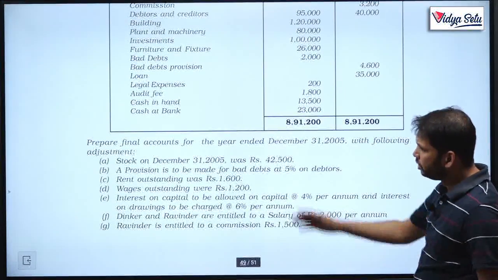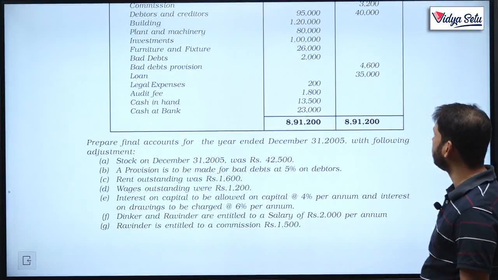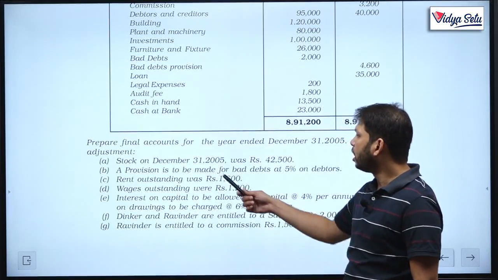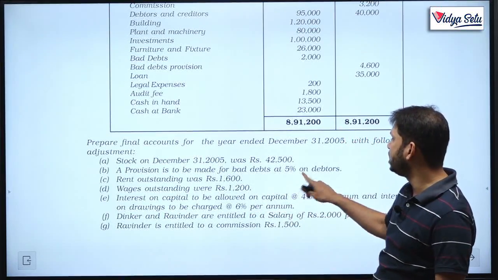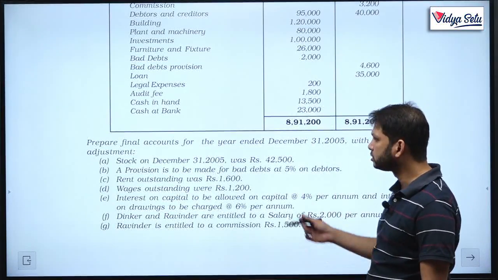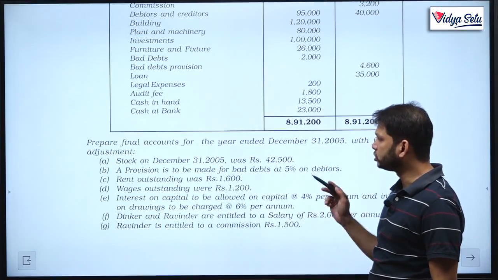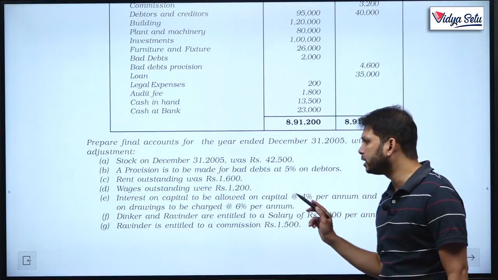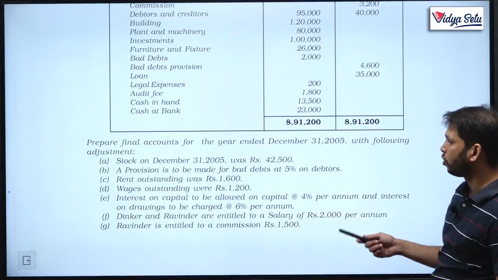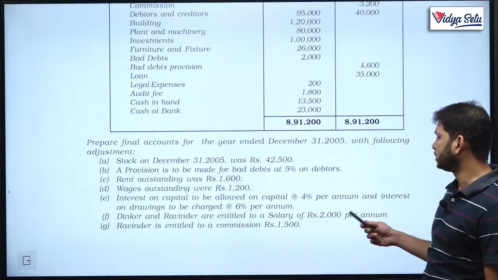Let's look at the adjustments first of all. Prepare final accounts for the year ended December 31, 2005 with the following adjustments. There is a closing stock adjustment. A provision has to be made for bad debt at 5%. So we'll remember that there is an adjustment in debtors. Then rent outstanding, there is an adjustment in rent. Wages also are outstanding. Interest on capital to be allowed at the rate of 4% per annum, and interest on drawings to be charged at 6% per annum.